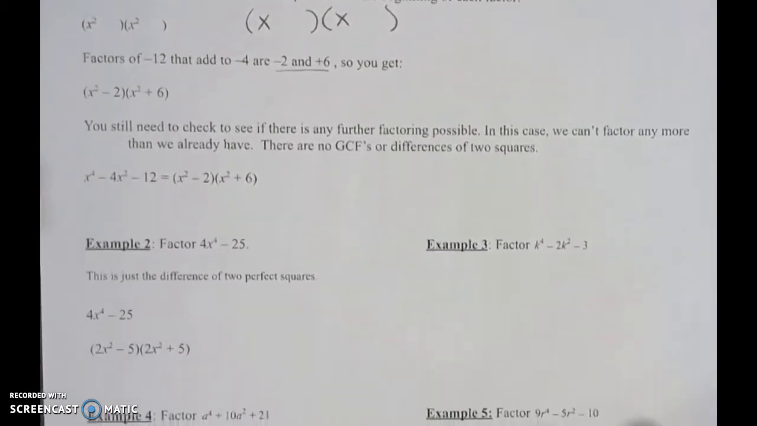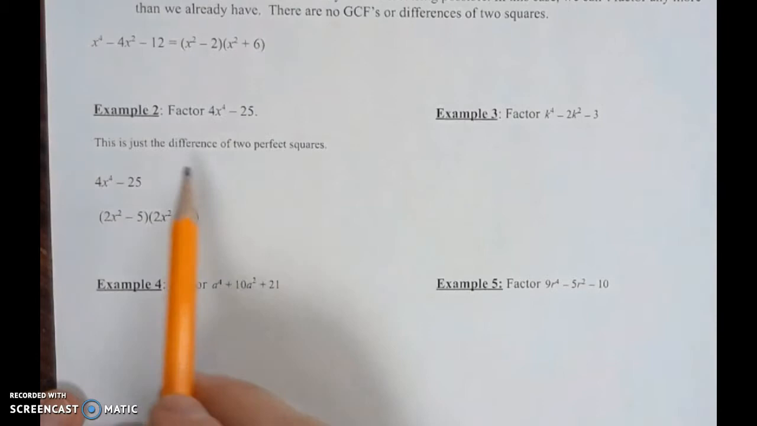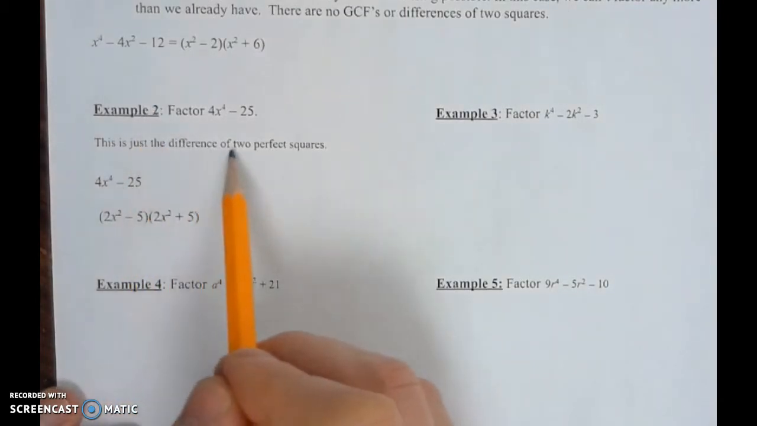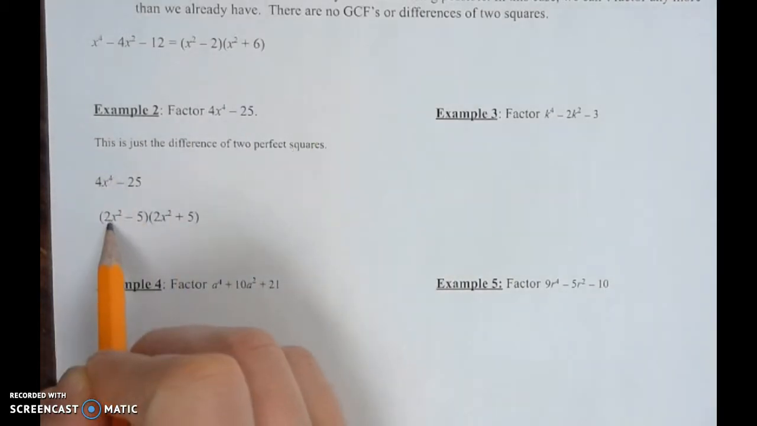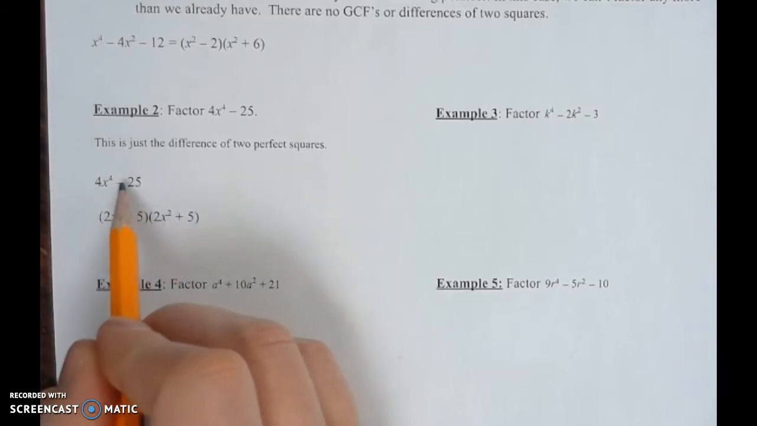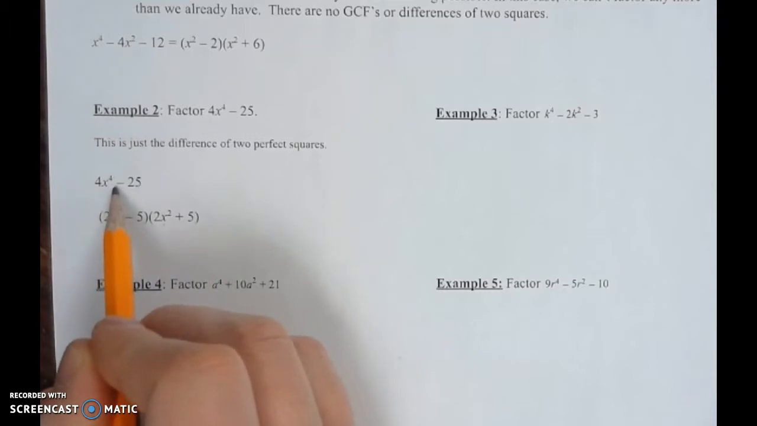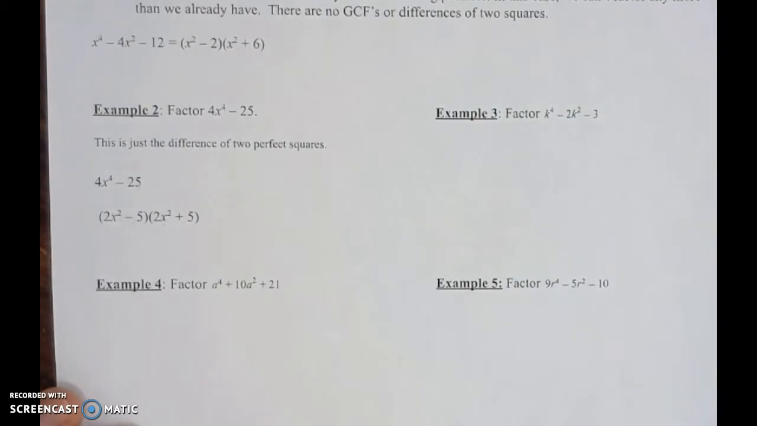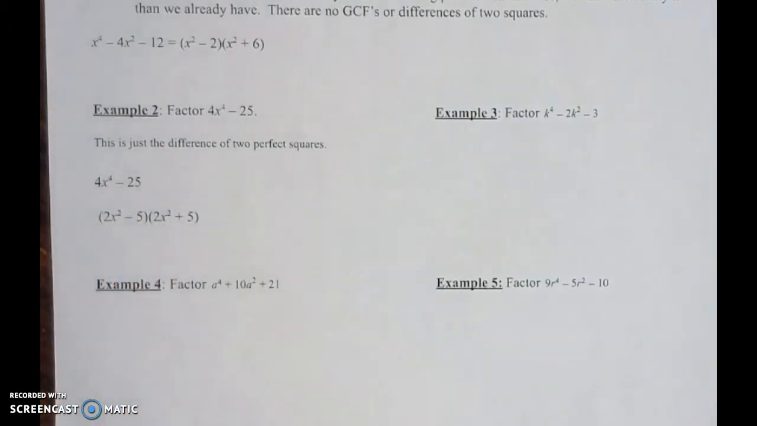Now we're going to practice underneath in example 2. They show us 4x to the fourth power minus 25. This is a difference of two perfect squares. To make 4x to the fourth, we would have 2x squared times 2x squared. To make negative 25, we would have a negative 5 and a positive 5. Since there is no middle term, they have to add up to 0, which negative 5 and positive 5 do. So this would be the factored form of that difference of perfect squares.